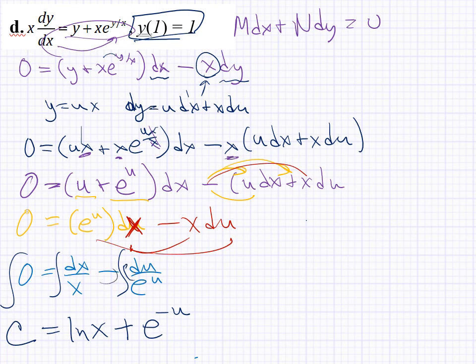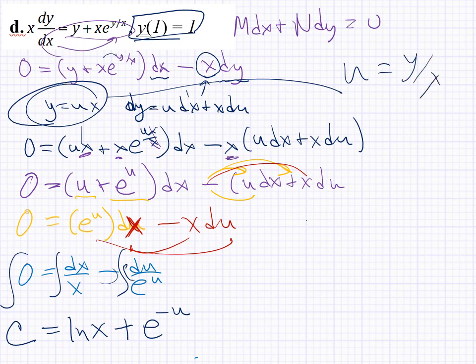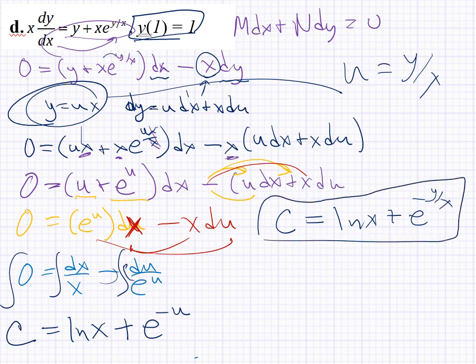Okay, not much to do here. I'll resubstitute again using this substitution that tells me that u equals y over x. So I get c equals log x plus e to the negative y over x. There's not really much to mess around with here, to turn it into a different form. That's it. Can't really do much else with it.